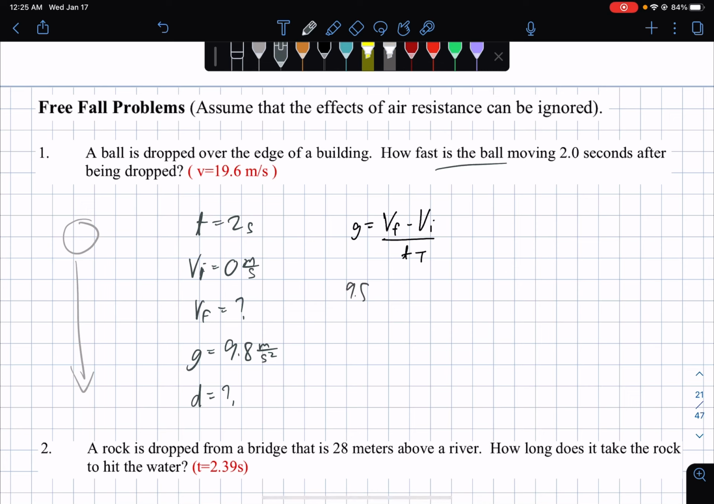Gravity is 9.8 meters per second squared. Vf is missing. Vi is 0 meters per second. Time is 2 seconds. Sounds fair. 9.8, that's 19.6 meters squared per second squared.